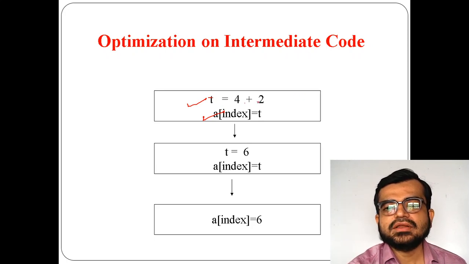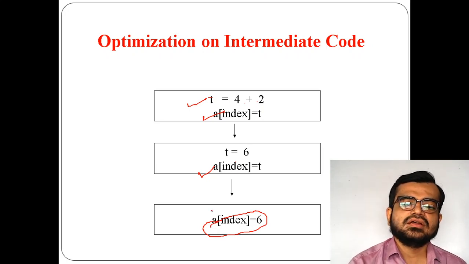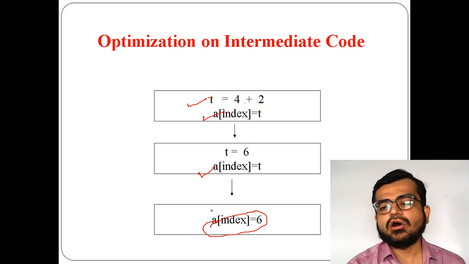Storing the value 4 plus 2 means now t becomes 6. So this 6 again assigns here. So finally what you achieve here is a of index is equal to 6. So this is how you have optimized the code.